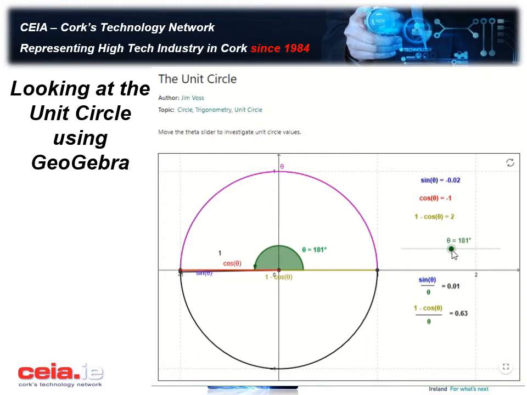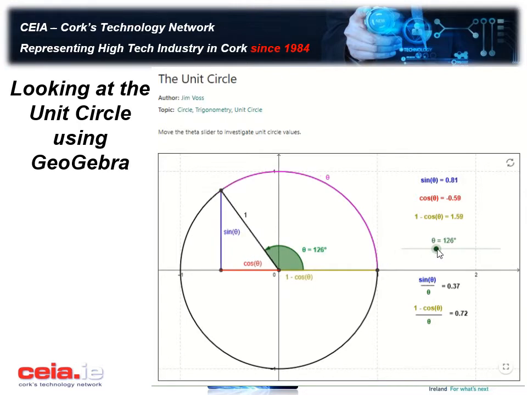But the point about the second quadrant is that cosine moves from the positive x-axis to the negative x-axis. So all angles in this quadrant will have a negative cosine and a positive sine. Okay, so that's useful to know. So in the first quadrant, both cosine and sine are positive. In the second quadrant, cosine is negative and sine is positive.